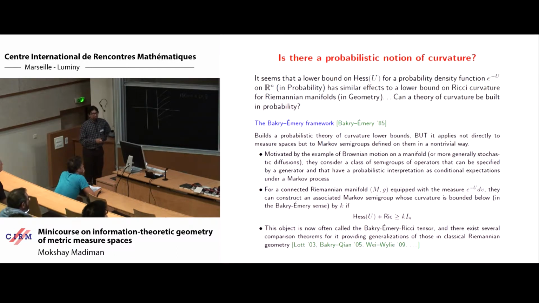I'll just mention that a canonical example here is Brownian motion on a manifold, which is generated by the Laplace-Beltrami operator on the manifold. Or more generally, you can look at diffusions, and so then associated with these stochastic processes, you have semigroups of operators which capture conditional expectations under this process of functions.